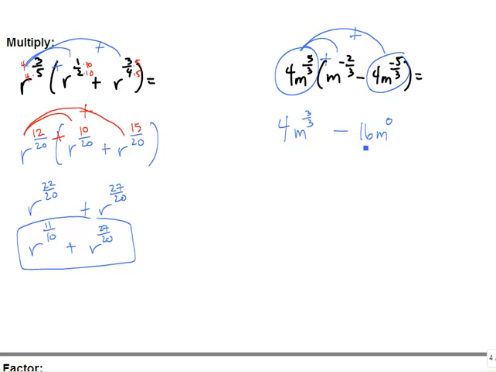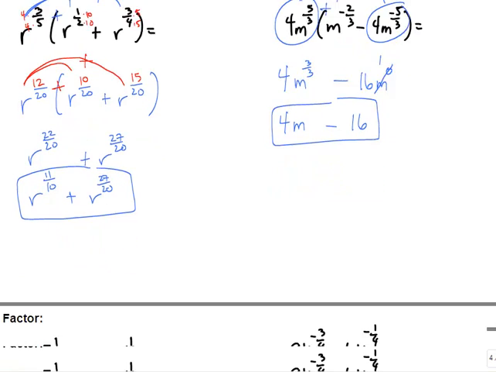Now we want to clean this up a little bit. 3/3 is 1, so this is like 4m to the 1, or you don't even need to write the 1 there. It's implied to be there. What is m to the 0? You want to remember this law of exponents that says anything to the 0 power is going to simplify to 1. So this is just 16 times 1, or 16. So here's our final answer. All of this turned into just 4m minus 16.